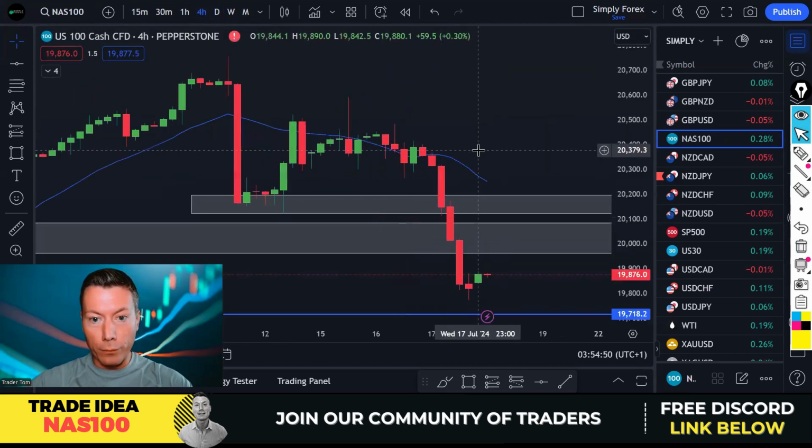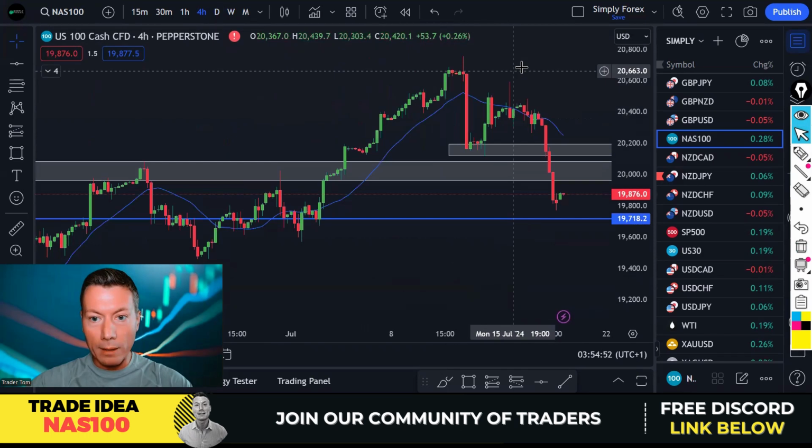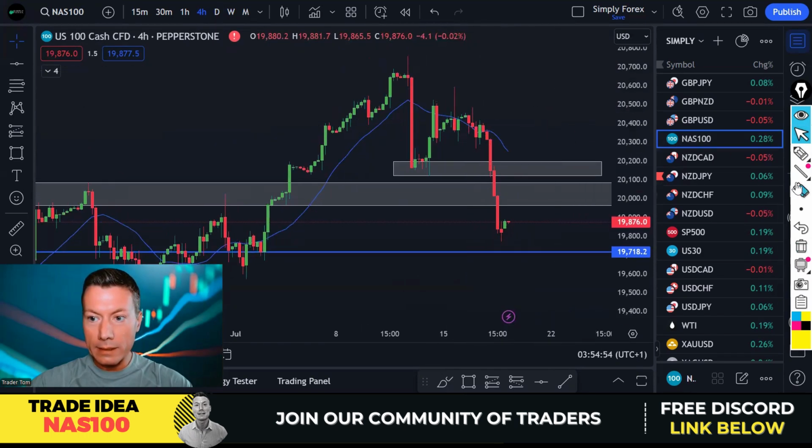If we look at the H4, all right, I'm looking at these two levels, right? So this level through here, you can see is a daily level, right? Price could potentially retrace into here. Yeah, we get a nice bearish reaction, and then we start selling the NASDAQ, right?